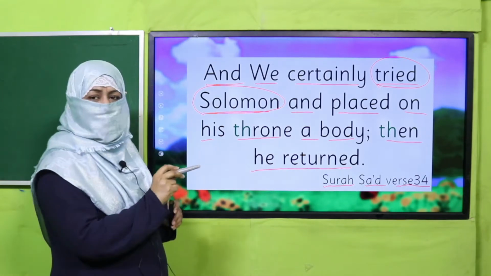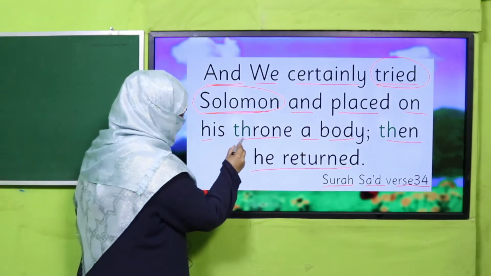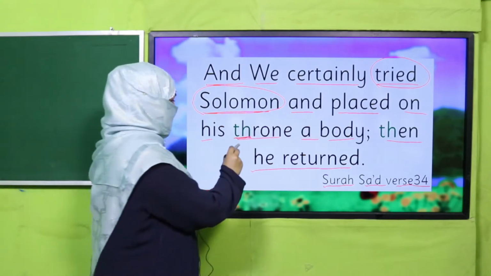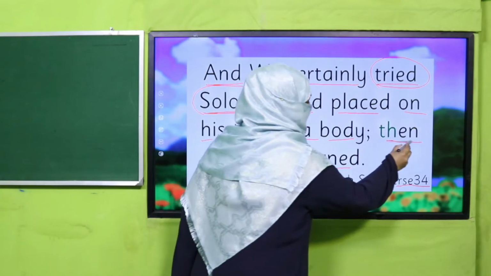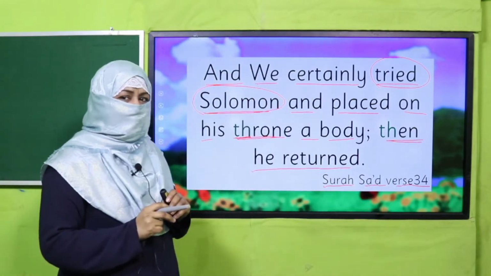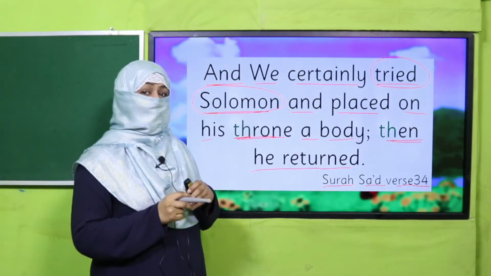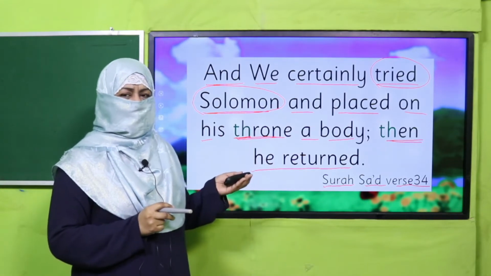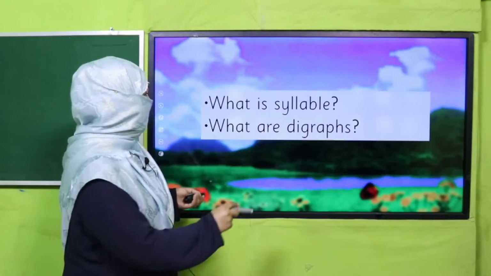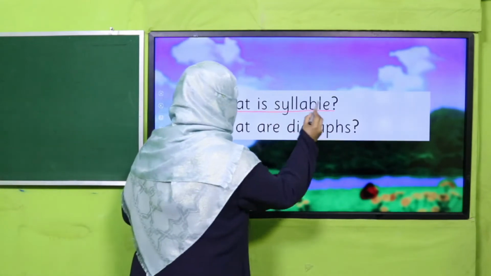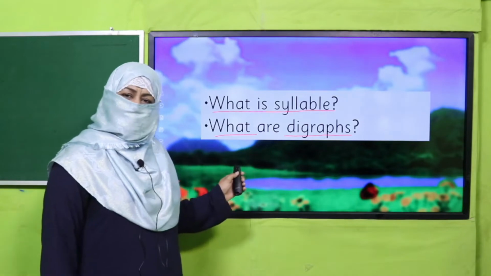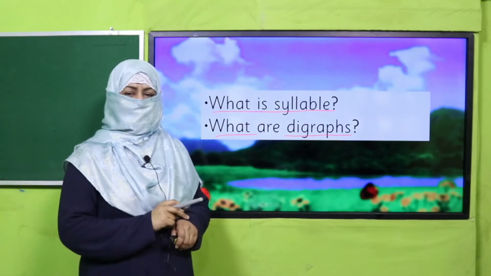What I want you to focus on over here: you have seen these two letters T and H, but I'm reading it as "throne" and "then". These two letters together are making a different sound. Do you remember what this type of sound and letters are called? Then tell me what is a syllable and what are digraphs. Answer these two questions to your teacher, then come back.